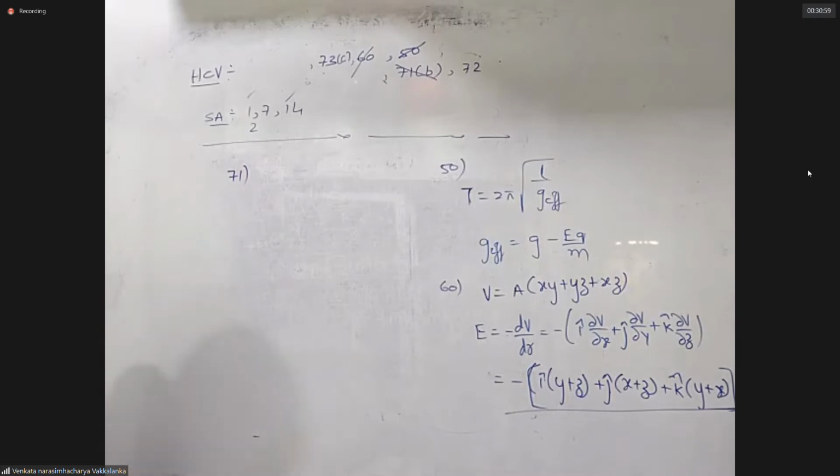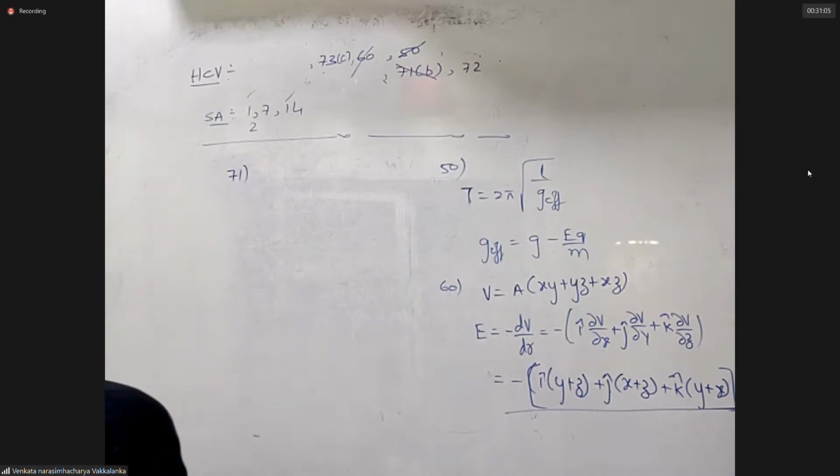Question 71. Two particles placed at a separation of 1 centimeter. Write down the electric dipole moment. Find the electric field at a point on the axis of the dipole 1 meter away from the center. Find the electric field at a point on the perpendicular bisector.